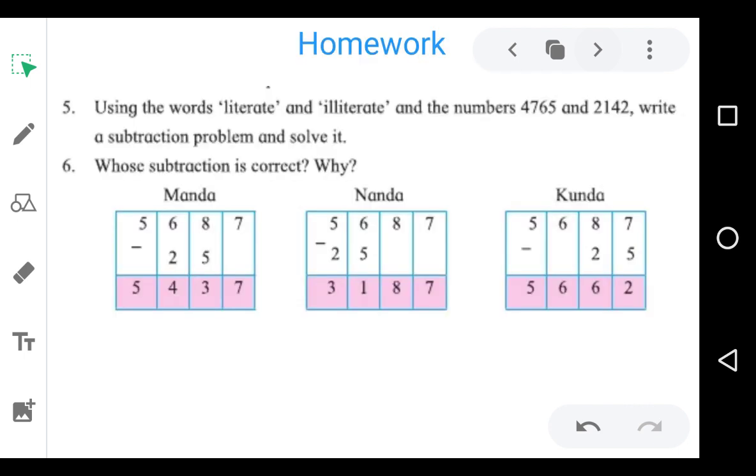Now see the next question number 5 and 6. This is your homework. Here we complete this exercise, textbook page number 24. In the next lecture we see the next topic.